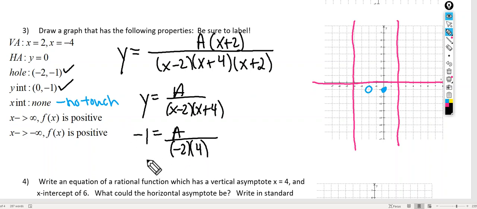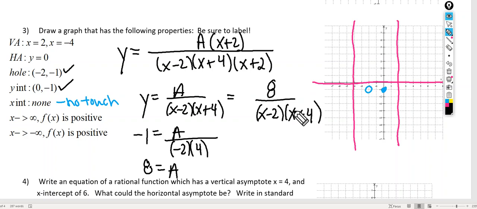Okay, I'm going to cross multiply, so I get +8 equals a. So my equation that I'm graphing, because I already know where those points are, is this with an 8 on top. Okay. I'm going to check the hole. I'm going to try -2. Oh, it does work. Okay, good. So it's working. Notice that this is bottom heavy, so my y values work.